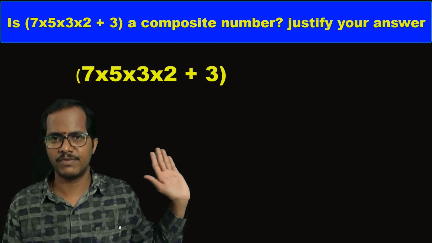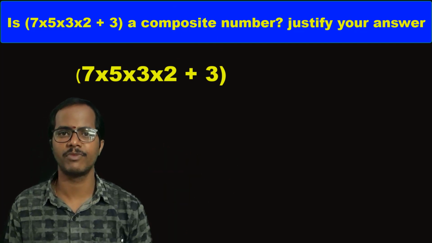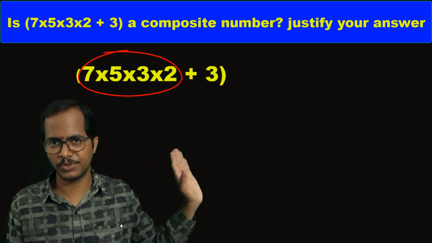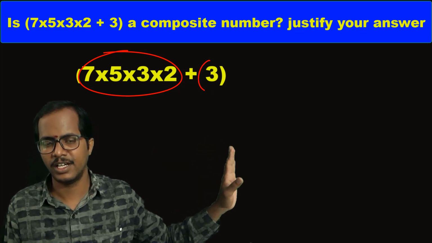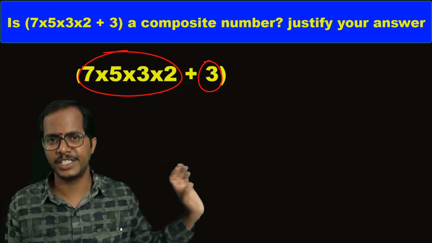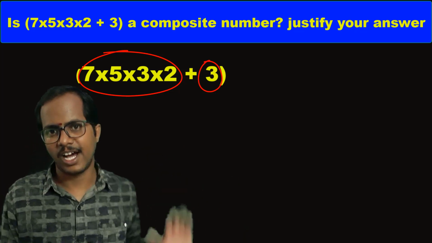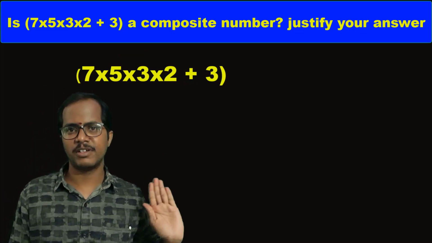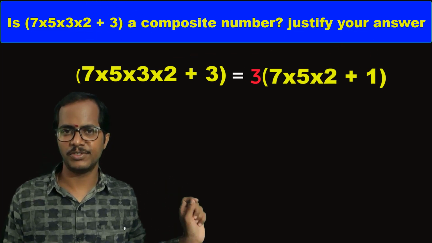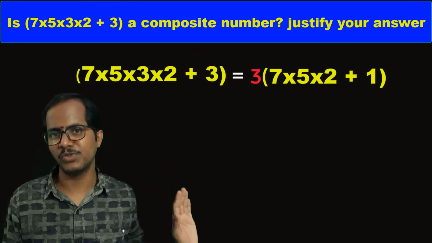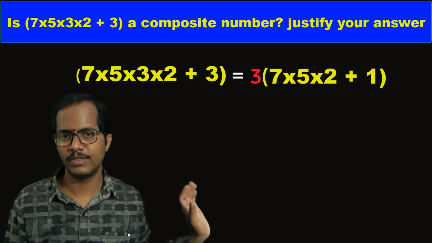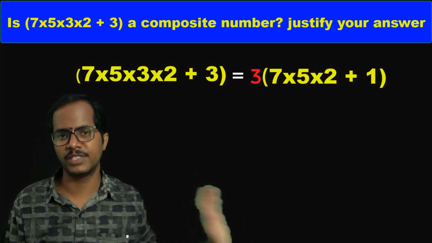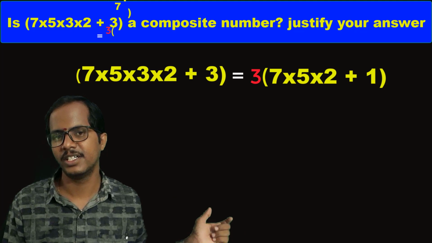What we have? 7 into 5 into 3 into 2 plus 3. So in this expression we have two terms. The first term is 7 into 5 into 3 into 2, and the second term is 3. If we notice, in these two terms we have 3 as common. So let us take out 3 as common. By taking out 3 as common, what do we get? We get 3 into, in bracket, 7 into 5 into 2 plus 1. Now in the bracket, if we simplify that, we get 71.